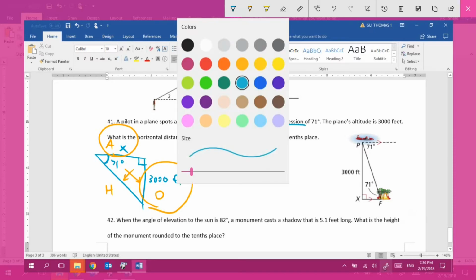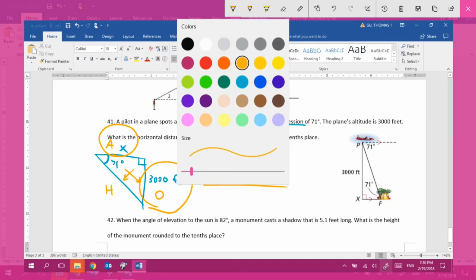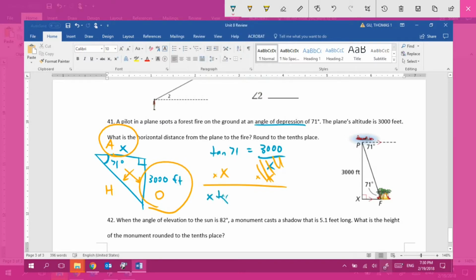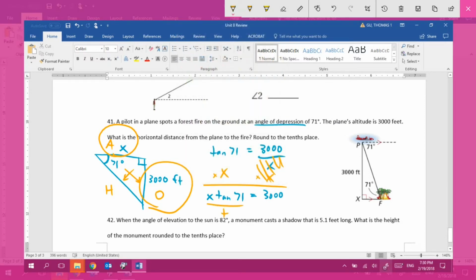Now this is a two-stepper because x is on the bottom. Multiply both sides by x. That's going to cancel the x over here. Leave me with x tangent. Oh, whoa, wow. x tangent of 71 equals 3,000. One more step, we're going to divide both sides by tangent of 71. And that means my answer is going to be x equals 3,000 divided by tangent of 71.